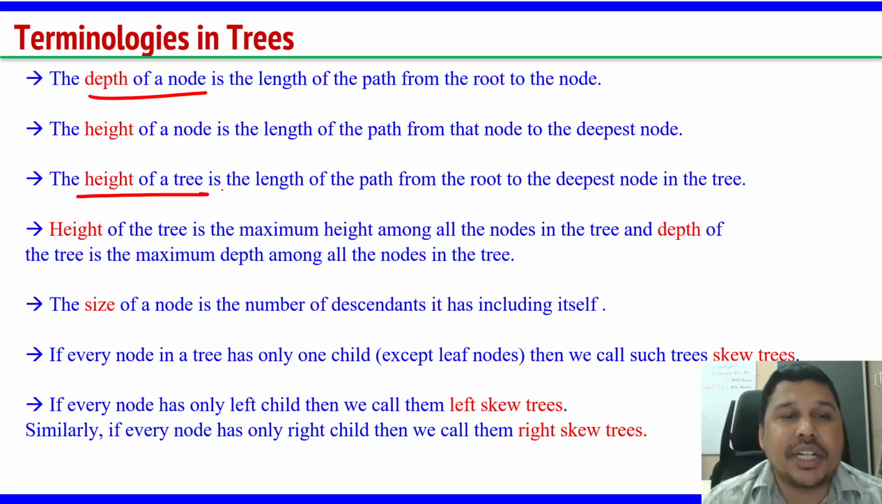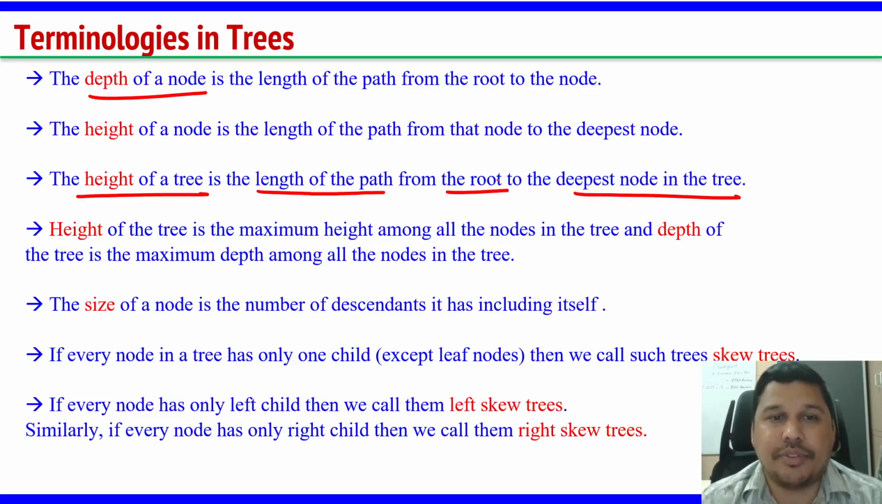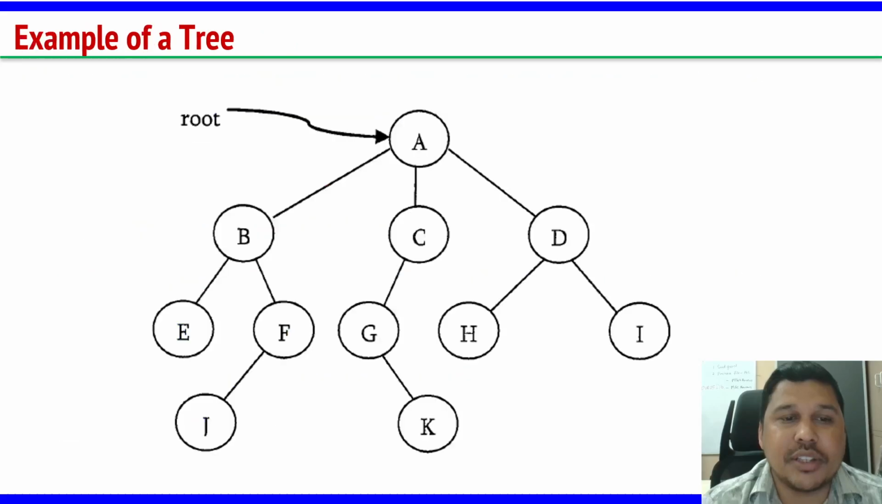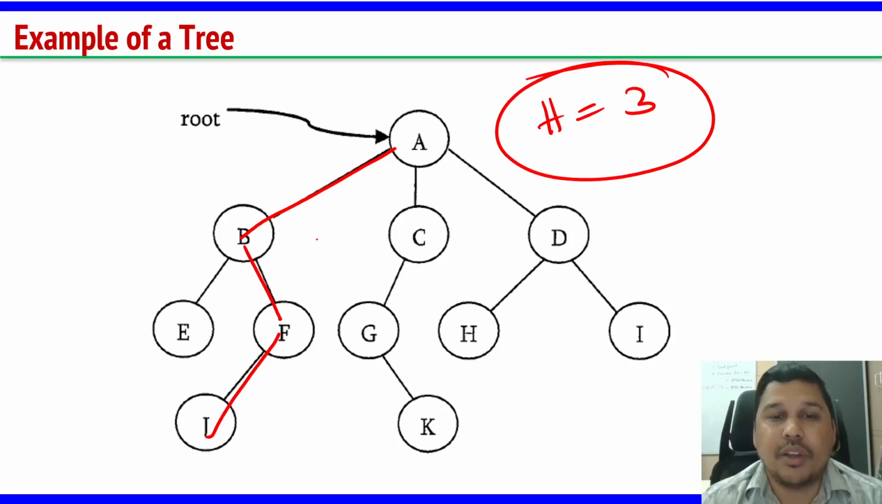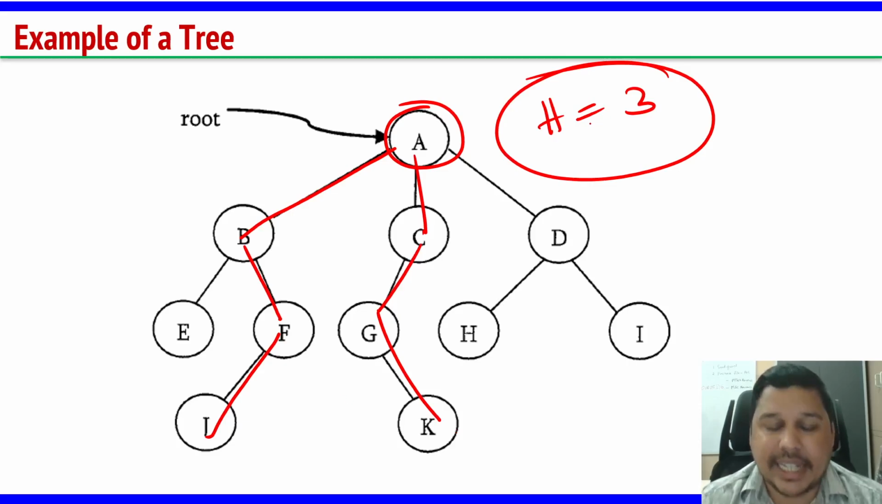Right? The height of the tree is the length of the path from the root to the deepest node in the tree. So what is the height of this tree, if somebody asked you? 1, 2, 3. So the height of this tree is 3. Why? From the root, the deepest node is this only. Either this or this also you can take, this is also a deepest node, right? That's why the height is 3 here.